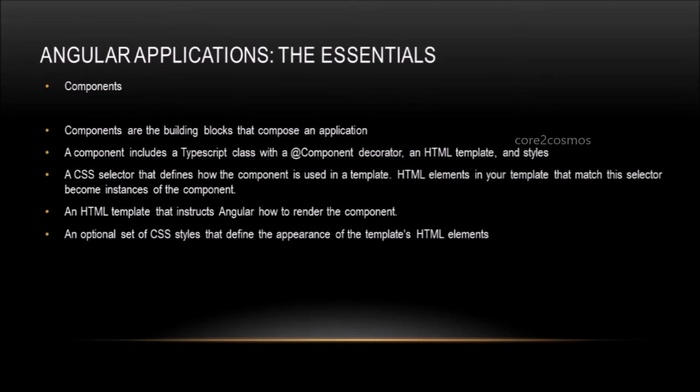Let us see the essentials of Angular applications. First, we will take components. Components are the building blocks that compose an application. A component includes a TypeScript class with a component decorator, an HTML template, and styles. A CSS selector defines how the component is used in a template. HTML elements in your template that match the selector become instances of the component. An HTML template instructs Angular how to render the component. An optional set of CSS styles defines the appearance of the template's HTML elements.